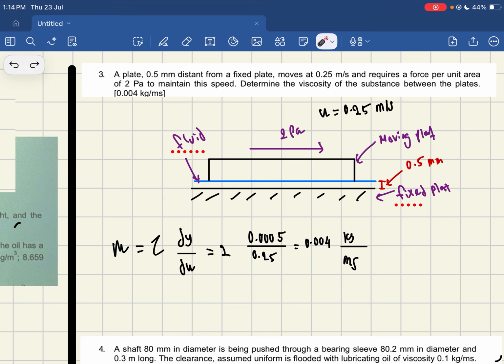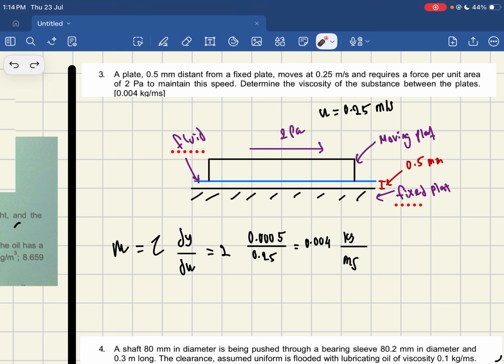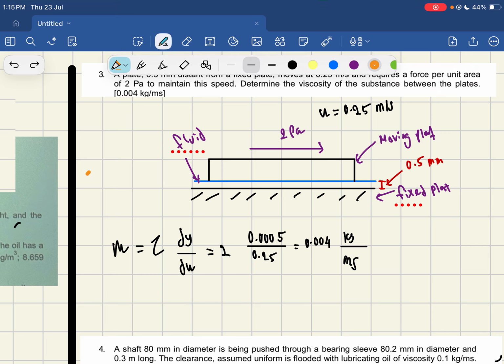So determine the viscosity. There is a formula for viscosity. You need to take note of it. The viscosity, which we denote as nu, is equal to tau, denoting the shear stress, over the derivative of u with respect to y. So tau is given in the question as force per unit area. It is the shear stress. The unit of shear stress is Pascal.